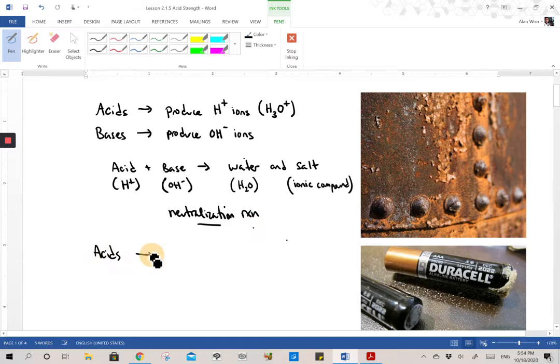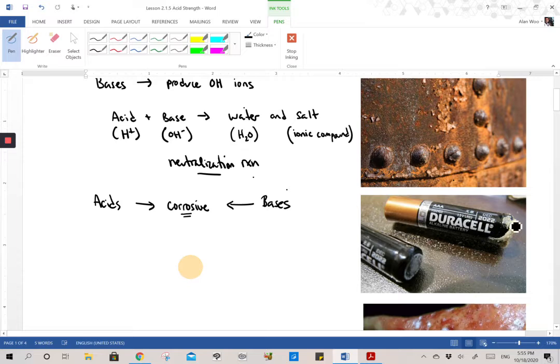Now, when they're apart, we know that acids can be corrosive. But most people don't understand that bases are just as corrosive. So both of them can corrode, and they can corrode a variety of things. On the right-hand side here, you'll see some images. You'll see a metal container that's been rusting due to different types of acids and elements that it's coming into contact with. You see battery acid corroding and leaking through its casing.